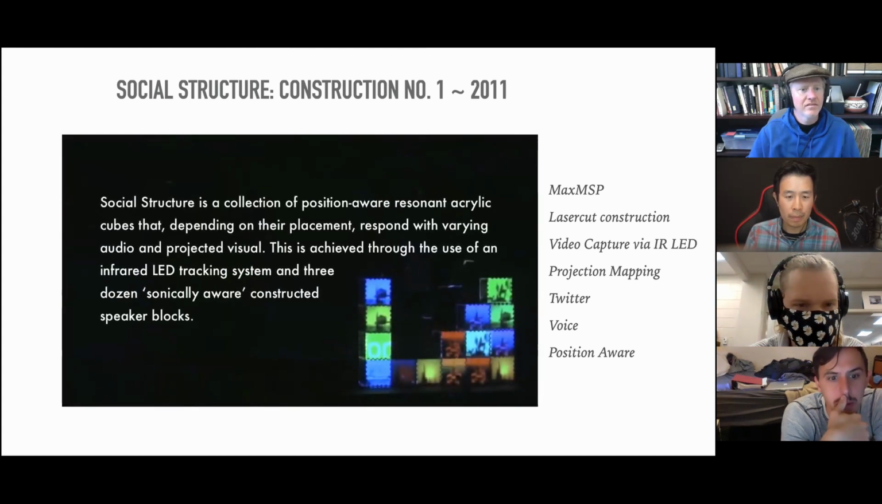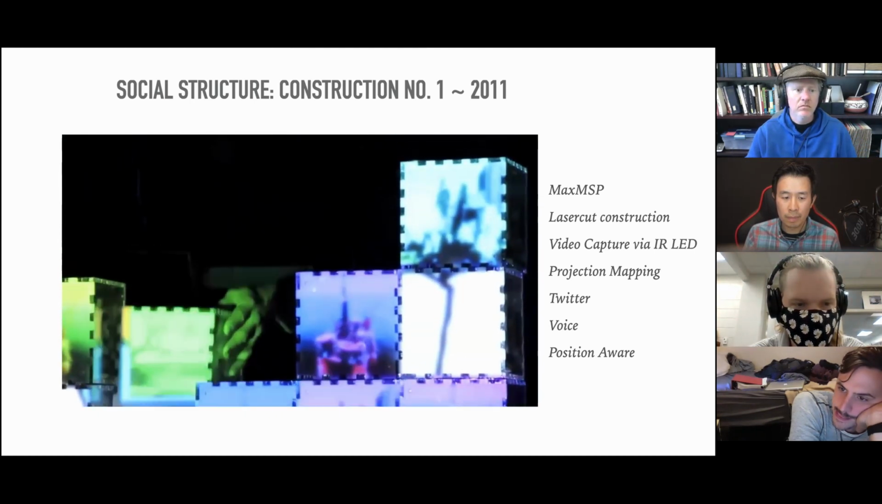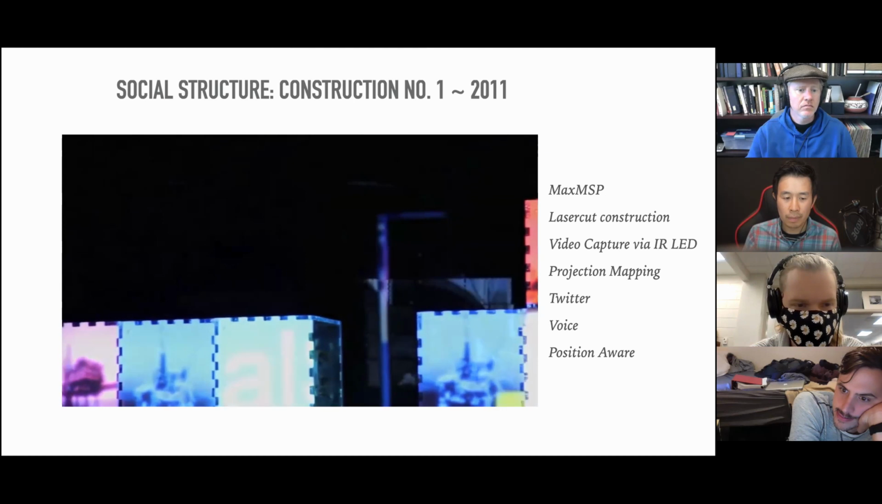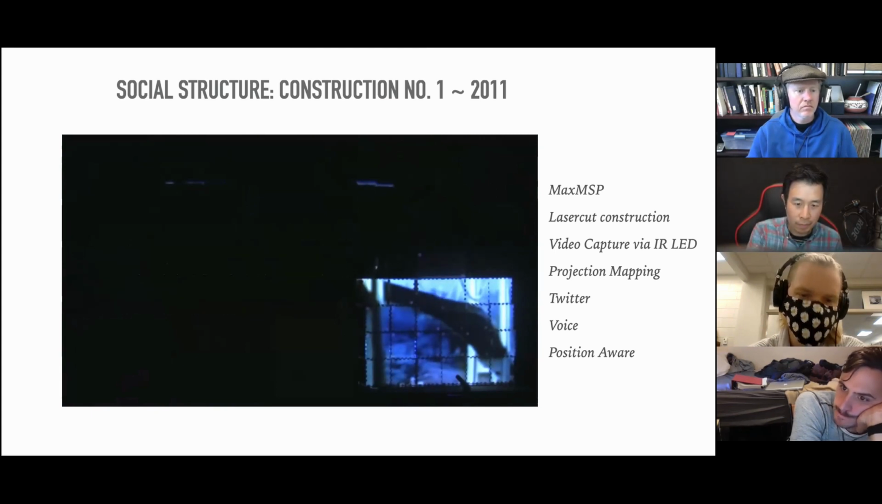Social structure is a collection of position-aware resonant acrylic cubes that, depending on their placement, respond with varying audio and projected visual. This is achieved through the use of an infrared LED tracking system and 3 dozen sonically aware constructed speaker blocks. Participants arrange these blocks into unique resonant structures. Multi-channel audio is projected in through both the constructed platform and speaker blocks. The blocks form a reconstructible speaker and video surface.